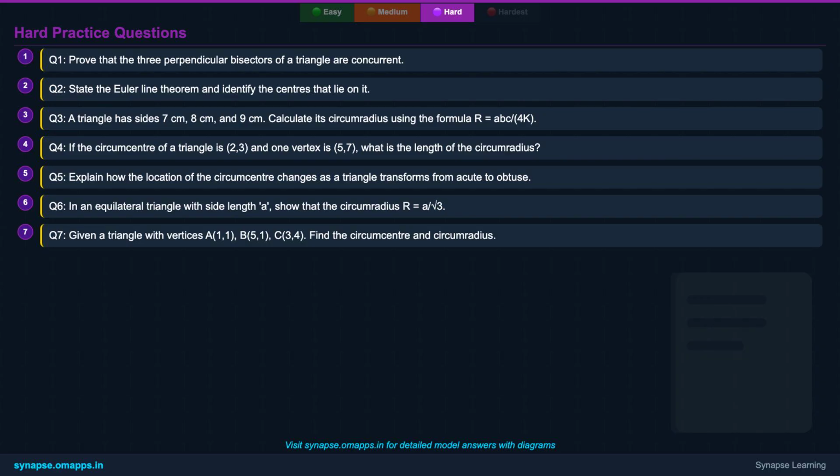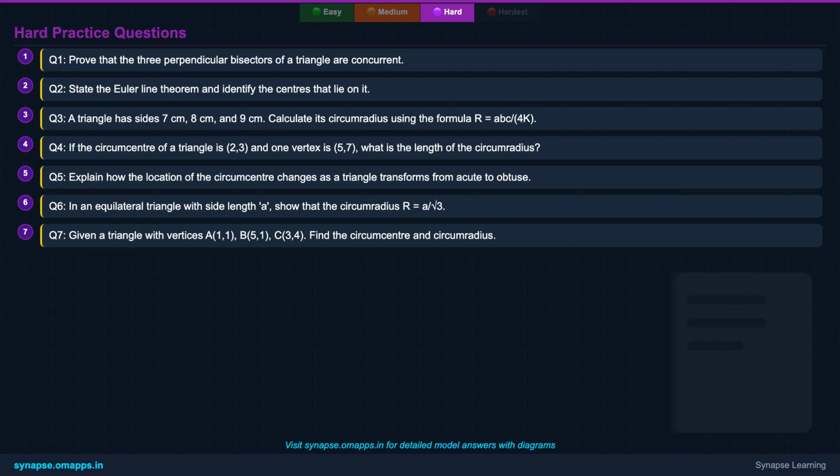Q3. A triangle has sides 7 cm, 8 cm, and 9 cm. Calculate its circumradius using the formula R = abc/4K. Q4. If the circumcenter of a triangle is (2, 3) and 1 vertex is (5, 7), what is the length of the circumradius? Q5. Explain how the location of the circumcenter changes as a triangle transforms from acute to obtuse. Q6. In an equilateral triangle with side length a, show that the circumradius R is equal to a/√3.